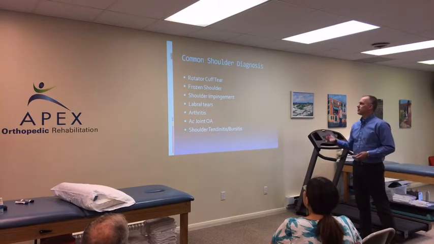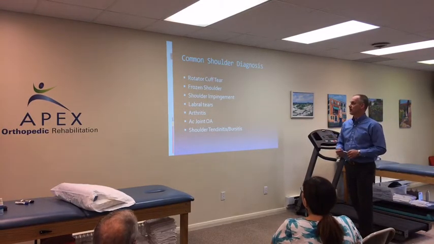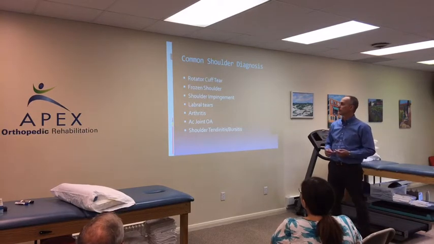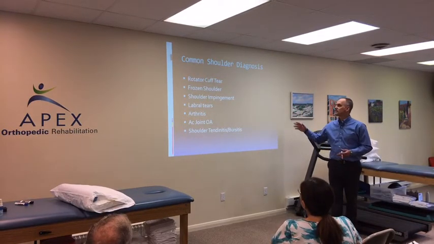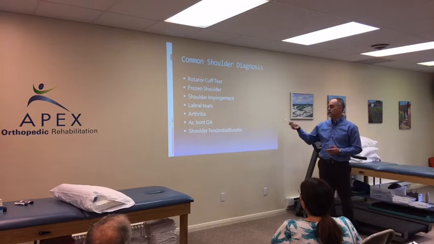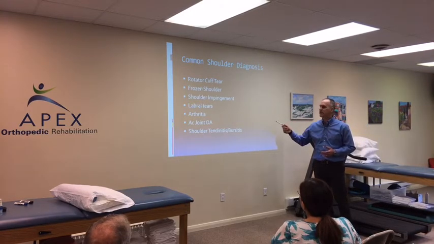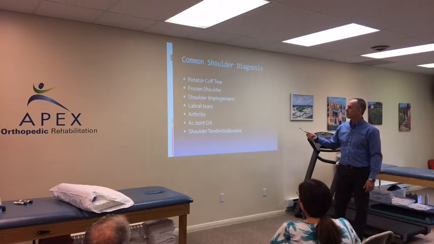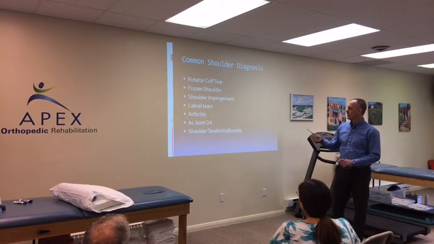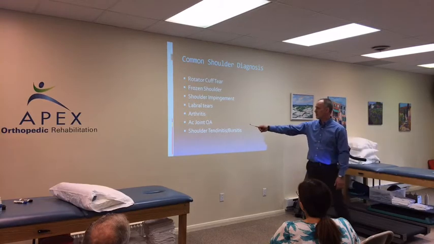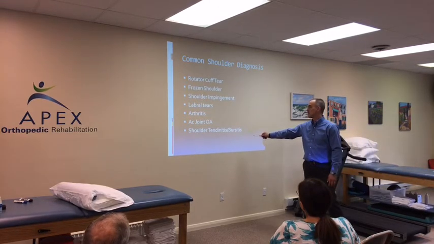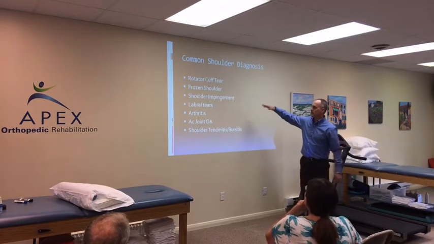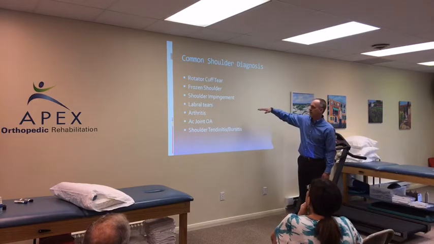So some of the common shoulder diagnoses that you'll hear out there, I'm sure you've heard this before. Let's go through a few. A rotator cuff tear, frozen shoulder, also known as adhesive capsulitis, shoulder impingement. You can have labral tears, arthritis, AC joint OA or osteoarthritis, or shoulder tendinitis, bursitis. And you'll find certain age groups fall into these different categories.